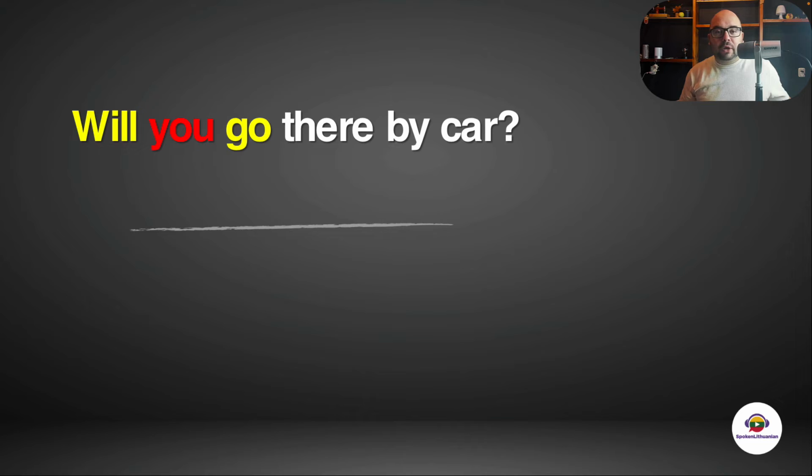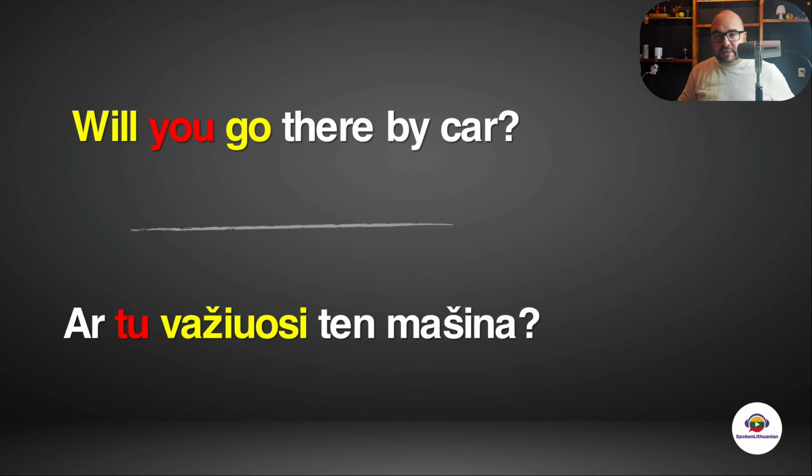Will you go there by car? How would you ask that? Ar tu važiuosi ten mašina? Now we have future tense over here to remember, okay? Ar tu važiuosi ten mašina? With what? By what? A car, mašina. Ar tu važiuosi ten mašina?